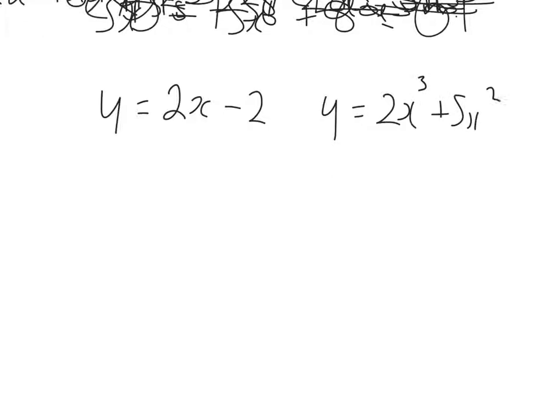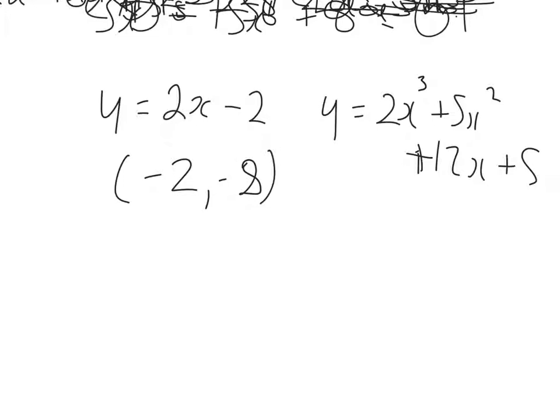Okay, final question. Show that the line y equals 2x minus 2 and the curve y equals 2x cubed plus 5x squared plus 12x plus 5 intersect at the point minus 2, minus 8.